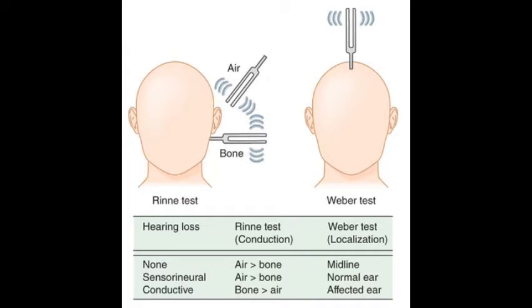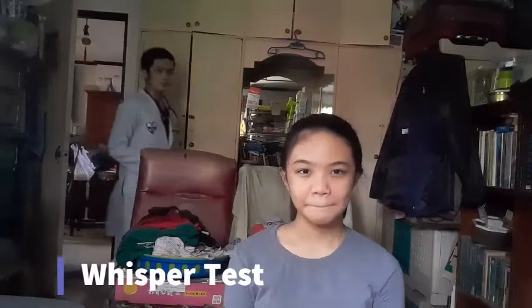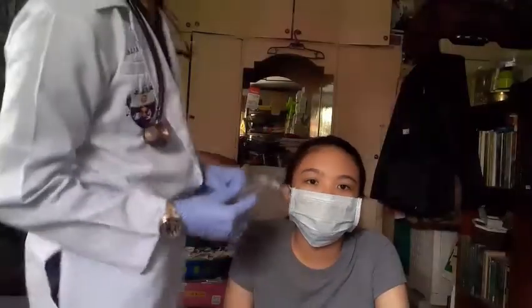For the hearing acuity test, voice test, stopwatch test, Weber and Rinne are to be done. To perform the whisper test, stand closely behind a seated patient at most 2 feet distance on the side of the ear to be tested. Ask the patient to cover the other ear, whisper a few words, and ask the patient to repeat what was whispered and repeat on the other side.